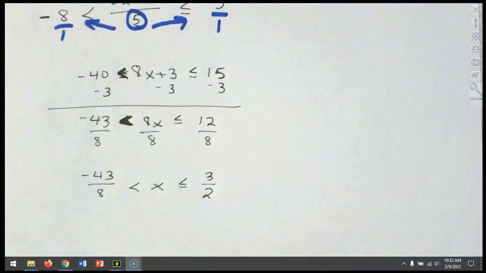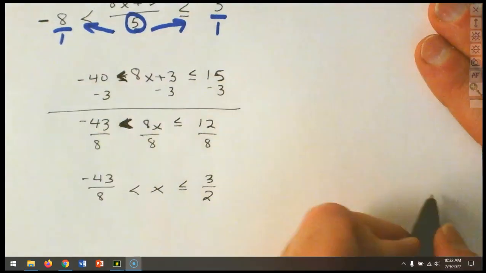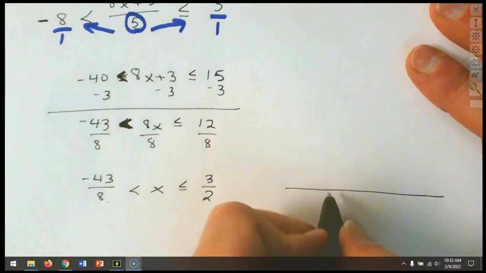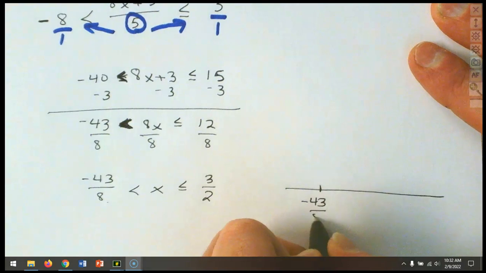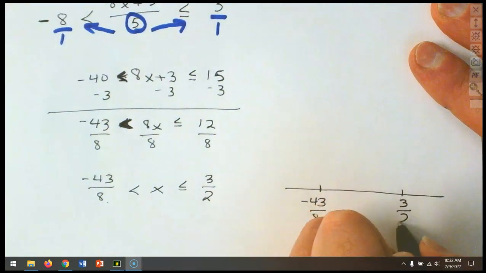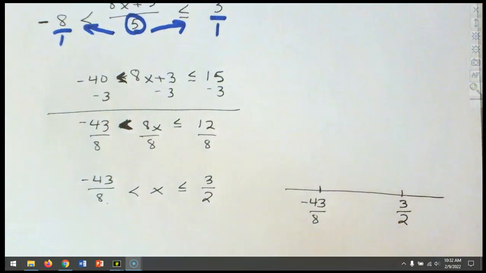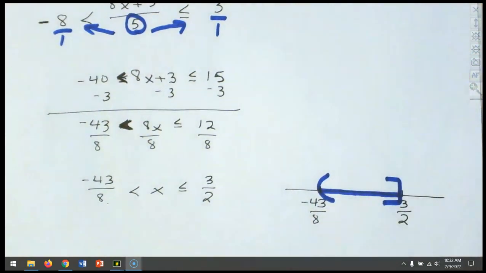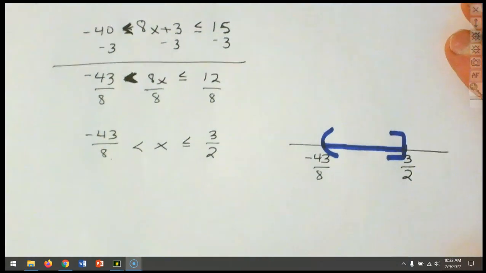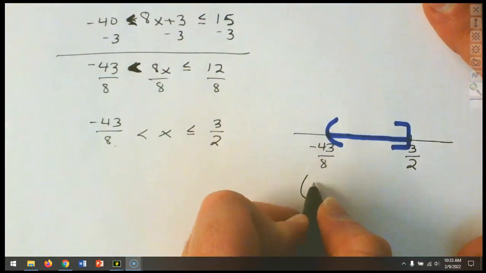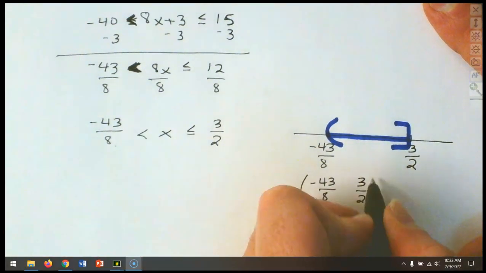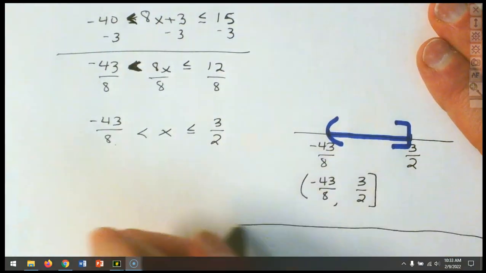Okay, now what do? Graph it. Is it in the correct order? Yes, negatives on the left where it should be. So negative 43 over 8 is on the left. 3 over 2 is on the right. Negative 43 over 8 gets parentheses. 3/2 gets the square bracket, and we shade in the middle. And then we write our answer, interval notation. And that is parentheses minus 43 over 8, comma, 3 over 2 with a square bracket there.